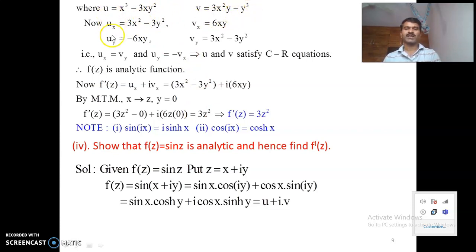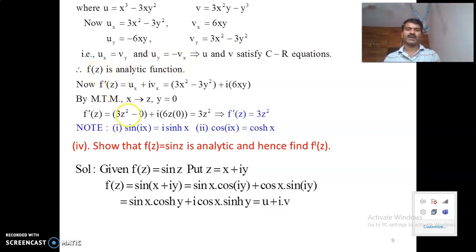You can differentiate ux and uy partially in u, and similarly vx and vy partially in v. You can verify this by observing the CR equations; this function also verifies the CR equations. So that's why this function is an analytic function.